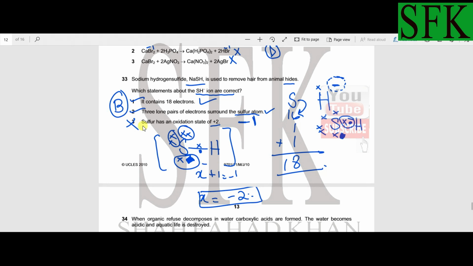B is the correct answer. B is the correct answer for 33. Let's move on to 34 now.